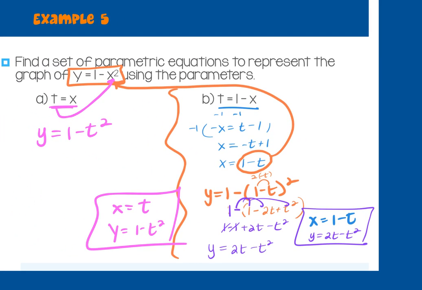Questions on parametric? So again, three different types. The first one, the t-chart. The second one, eliminate the t. And the third one, bring the t back in.